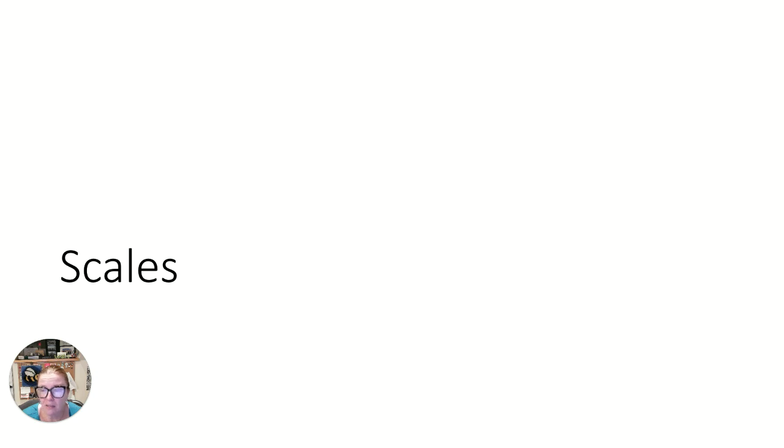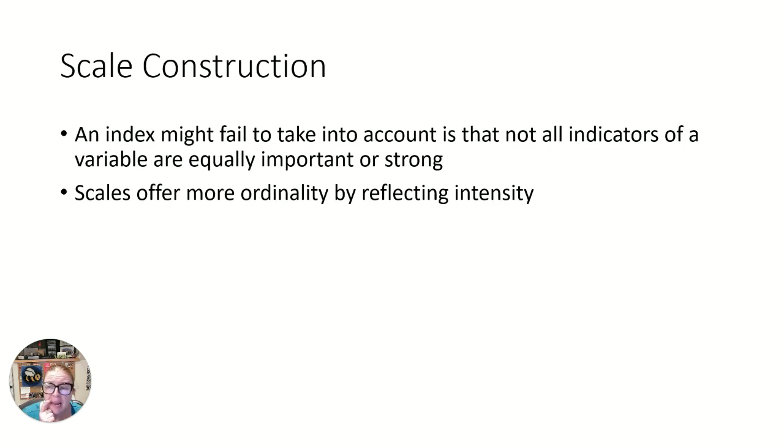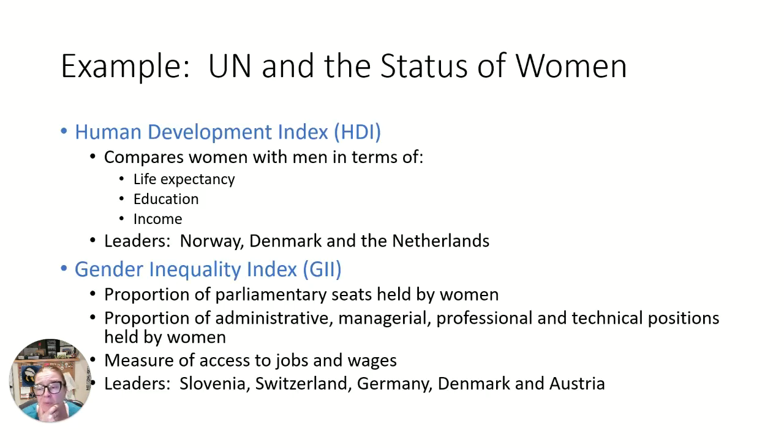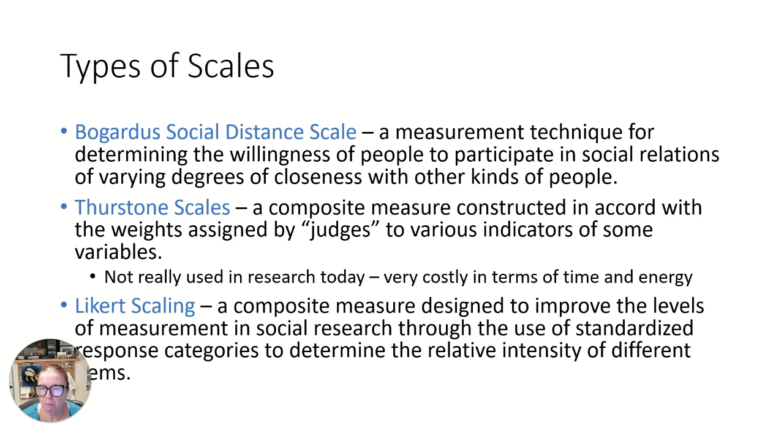Okay, now let's look at scales. An index might fail to take into account that not all indicators of a variable are equally important or strong, right? So let's go back to this. Maybe we feel like life expectancy isn't as important in predicting human development or equality for women as education or income is, and so you might want to weight them differently. So scales allow you to include intensity a little bit more.